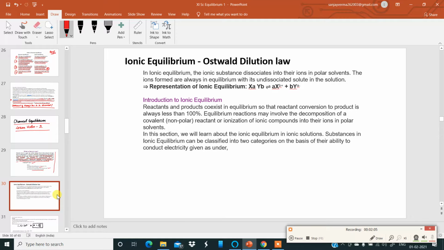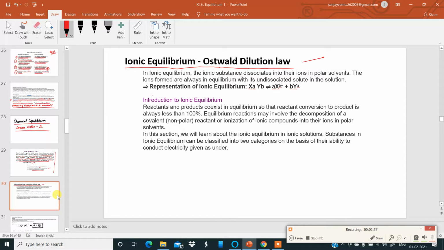Now let us move on to the next part of the chapter. It is called ionic equilibrium, Ostwald's dilution law. In ionic equilibrium, the ionic substance dissociates into its ions in polar solvents. It breaks down into ions in solvents which are polar. That means water is a polar solvent. The ions formed are always in equilibrium with the undissociated solute in the solution.